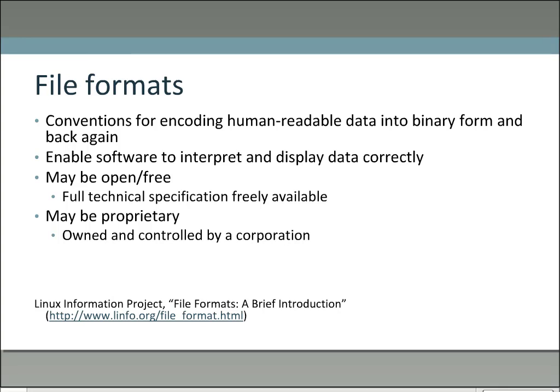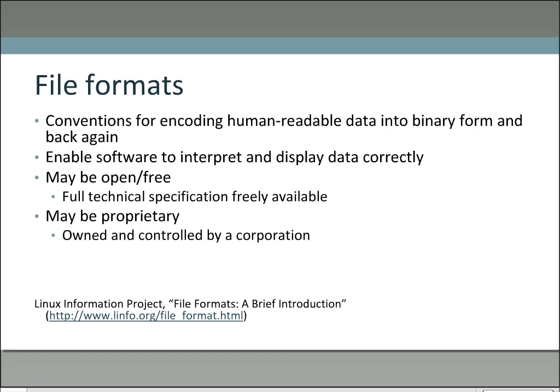File formats are conventions for encoding text and other data that humans can read or see into binary form and back into human readable form. They enable software to interpret data and display it correctly. File formats may be free or open, which means that the technical specifications needed to create application software that can read, create, or edit files encoded in that format are freely accessible. From a digital preservation point of view, open formats are a good thing. If the software needed to access files encoded in a given format becomes hard to find at some point in the future, the availability of the technical specification makes it possible to create new software that can access the files.